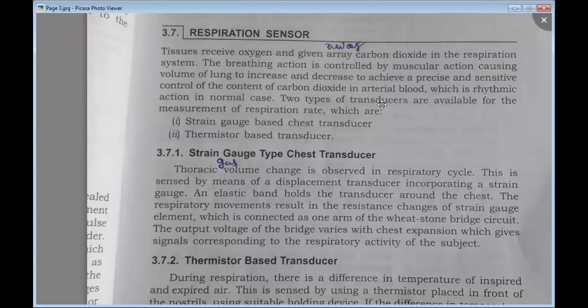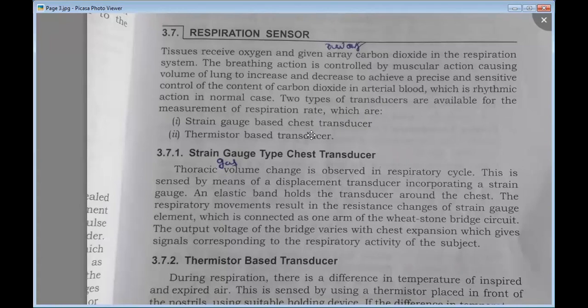So in such a situation, we have to identify the condition of the lungs, how much they are able to inhale and exhale air. You have to know the condition of the lungs. In such a situation we have to use two types of transducers.